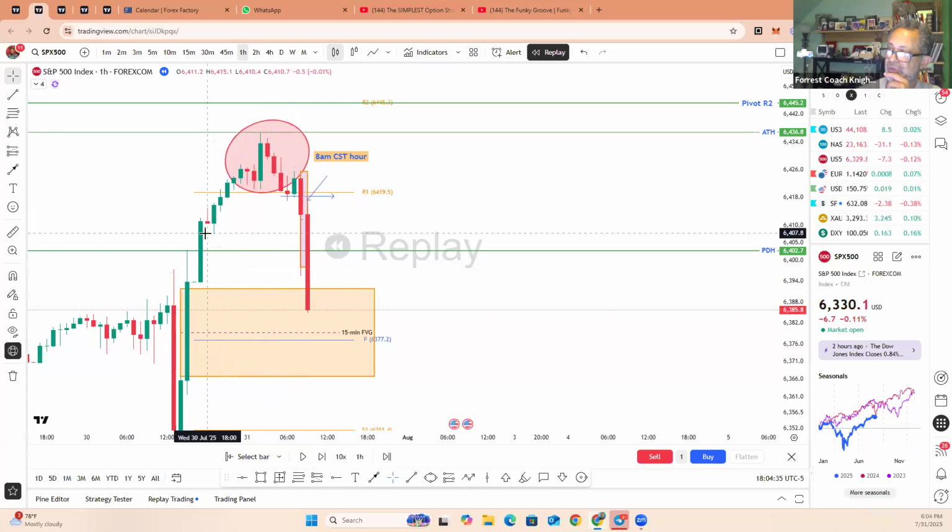Two fair value gaps. This fair value gap here, it just came through and ran right through that one, and it came down and parked its butt here. I don't know. I've got to finish out the replay here.